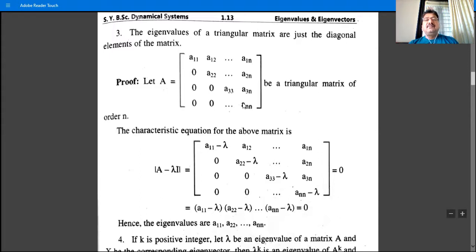Eigenvalues of I4. I4 means the unit matrix of order 4 by 4: 1 0 0 0, 0 1 0 0, 0 0 1 0, and 0 0 0 1. So this is the identity matrix I4. And what are the eigenvalues of this matrix? 1, 1, 1, 1, right? 1 four times.